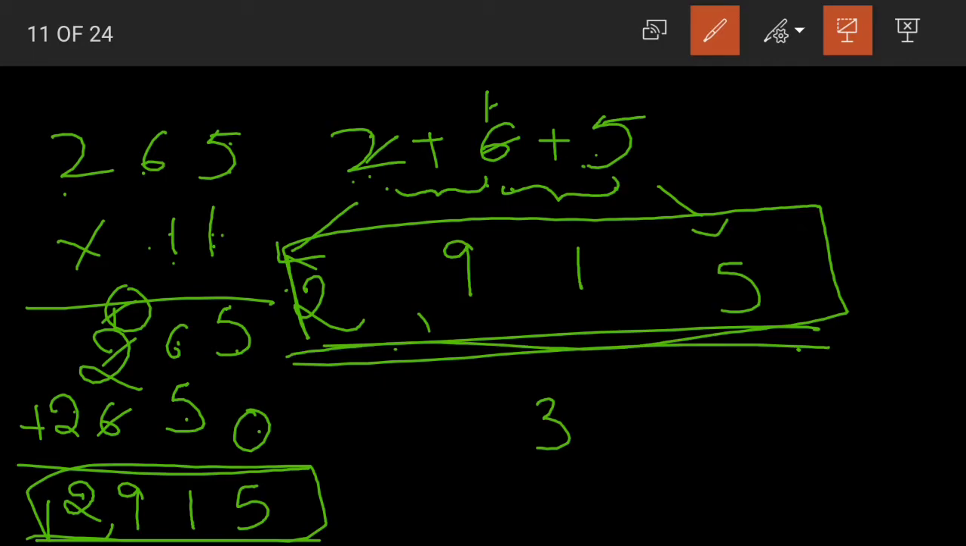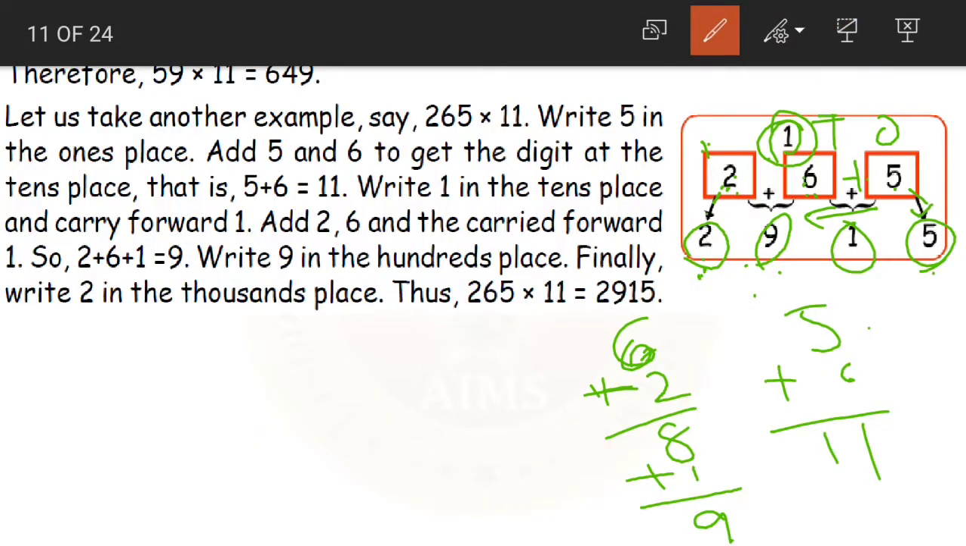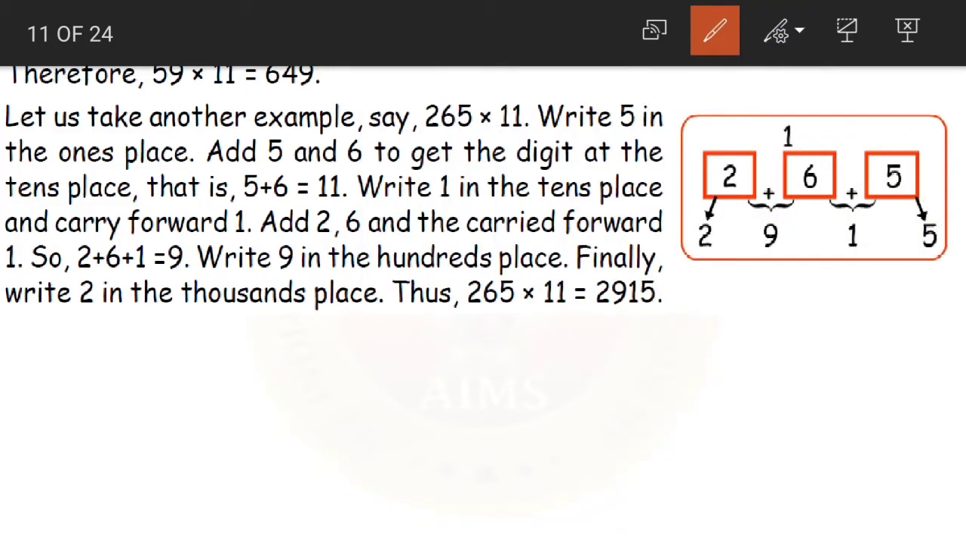2915. Clear, children? This was the multiplication technique by the number 11. Now let me take another example.